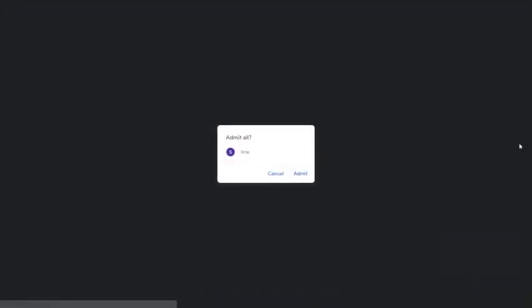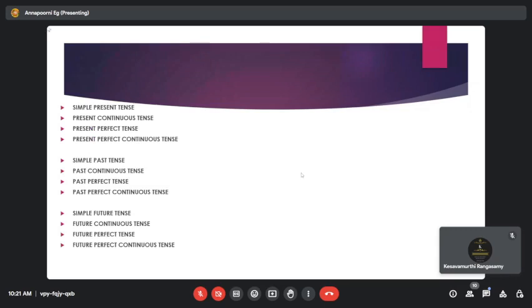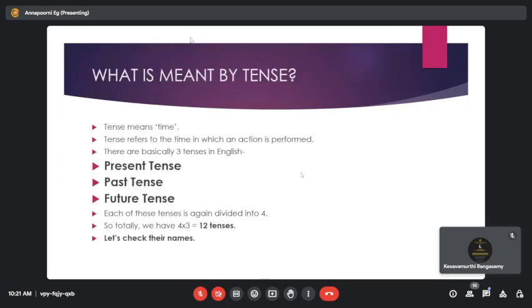Now these three children got married. These three children grew up and they got married, and each of these three children have four children now. That is, present tense is having four children, past tense is having four children, future tense is also having four children. So now let's look at their names.